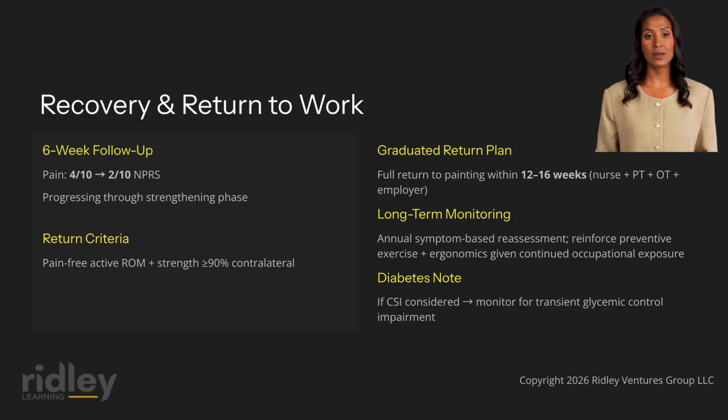The nurse reinforces best practice education messages at each follow-up visit, emphasizing that shoulder pain associated with work isn't serious and responds well to active management, that continuing with daily activities within pain limits is safe, and that structured exercise is the most effective treatment. The nurse monitors the patient's diabetes management, recognizing that corticosteroid injections may transiently worsen glycemic control, and communicates this consideration to the treating physician. At 6-week follow-up, the patient reports pain reduction to 2 out of 10 on the NPRS and is progressing through the strengthening phase of rehabilitation.